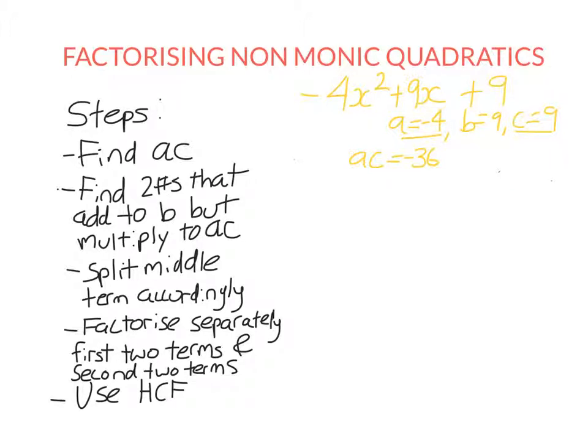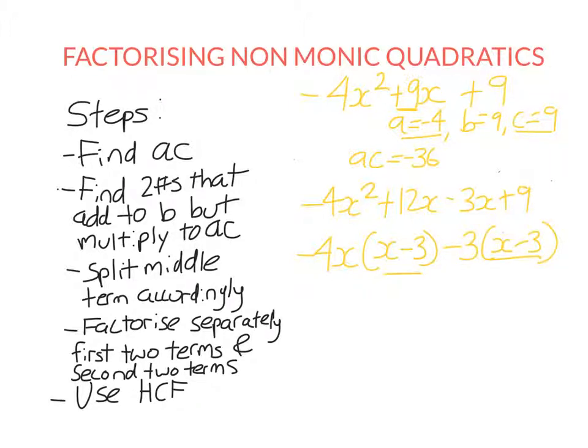So one's got to be positive, one's got to be negative. Because they add to positive 9, we want the larger one to be positive. So what we want to do is write it as minus 4x squared plus 12x minus 3x plus 9. And you know how to do it from here. Let's factorize the first two terms. I'm going to take out a factor of minus 4x. Then I'm left with x minus 3. Now in the second one, I'm going to take out a factor of minus 3. And I'm left with x minus 3.